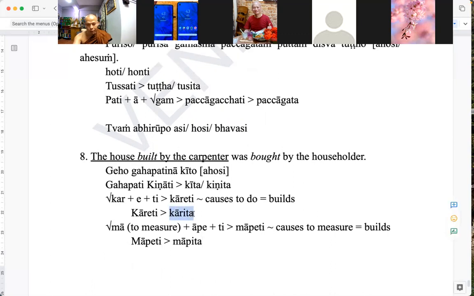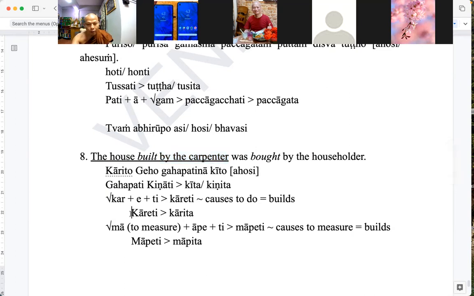Okay, so kareti, here I will use kareti. So karita, that karita here functions as a modifier to the noun, the subject, house. In Pali, geha. Geha means here the subject. So the subject modifier. That is why karita should be karito. Okay, karito. And now, by the carpenter. So carpenter means karu.